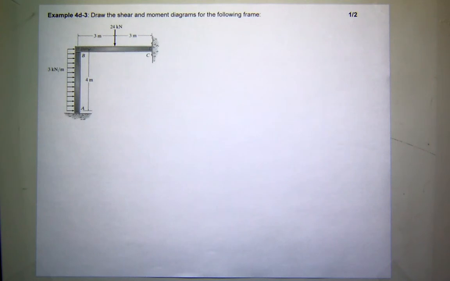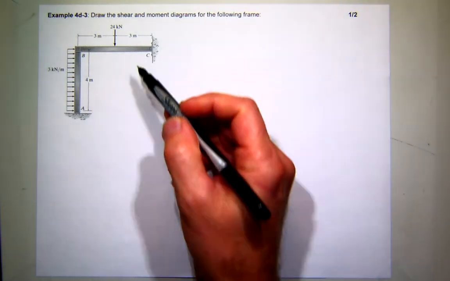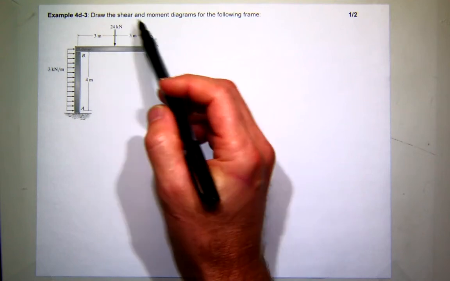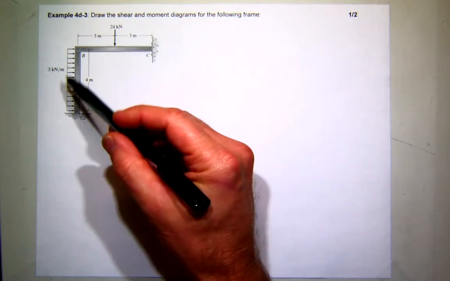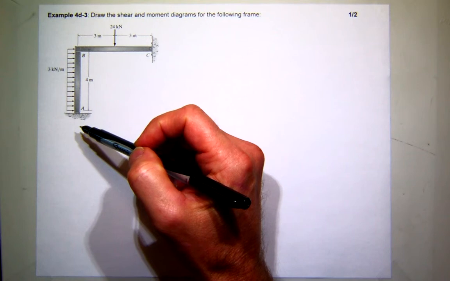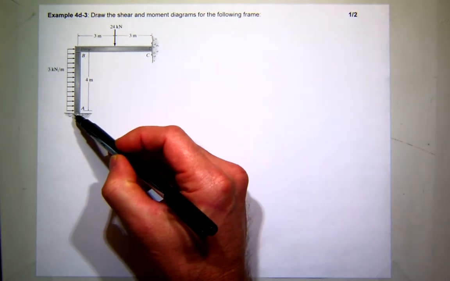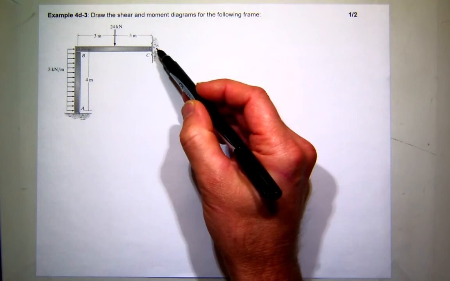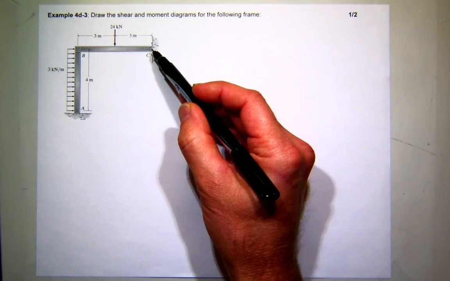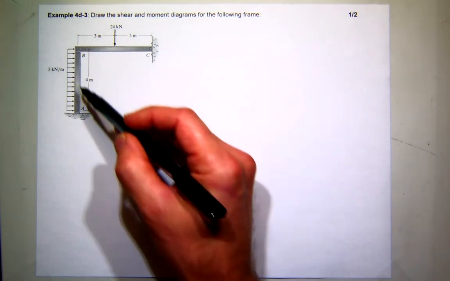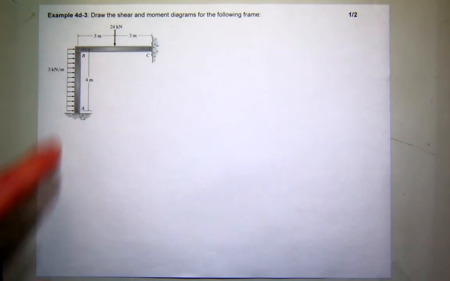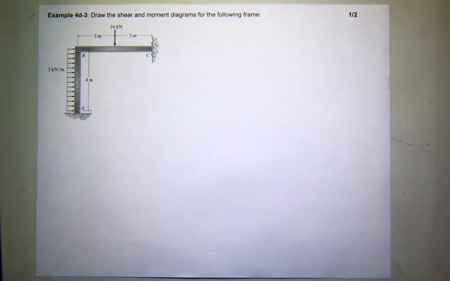Okay, so let's work this problem. This is a problem that I pulled out of the book. I don't remember the number, but it wants the shear force and bending moment diagram for this frame. So A is a roller. It's hard to see here, but you can see there's no connecting materials. And then C is a pin. So we need to find those reactions and the interior shear force and bending moment at point B.